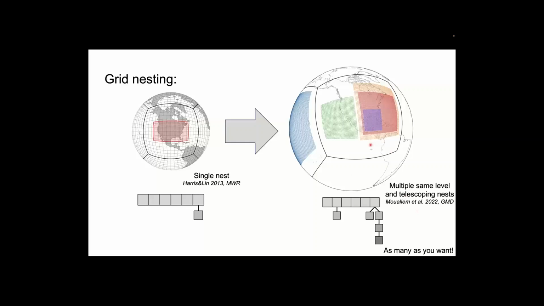And what you see here is a configuration where we have 5 additional nests. We have 3 same-level nests, as you can see here: one on the East Coast, one on the West Coast, and one on the Pacific. And we can also add a nest within a nest. We call that telescopic nesting. Here we have one telescopic nest, the red one, and another telescopic nest focusing on this region to simulate landfall of hurricanes. So the framework is very flexible and the user can add as many nests as they desire.